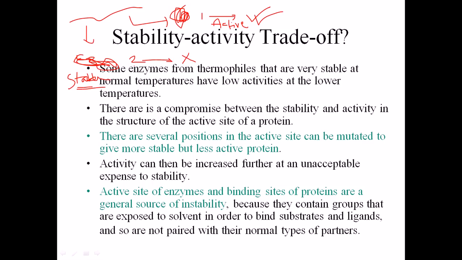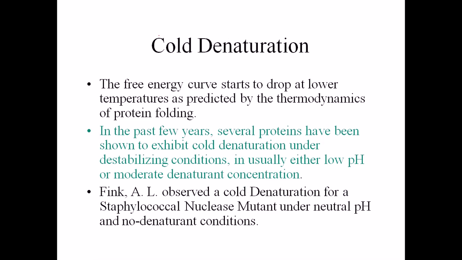Okay, so the active site of the enzyme and the binding site of the protein are really important for us, and these are also the source of instability. So if we change any one or two amino acids in the active site of the proteins, the active site of enzymes, that will eventually change the whole function of the enzyme, the effectivity and the work efficiency of the enzyme.